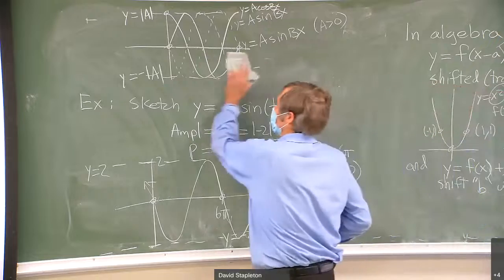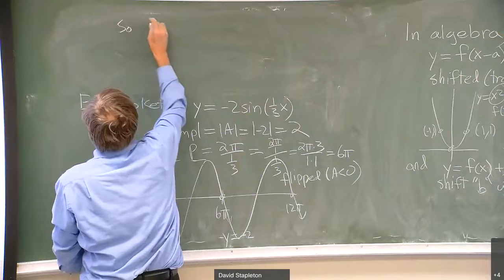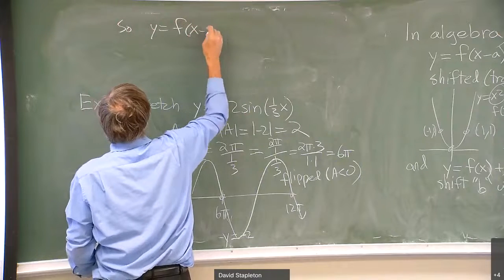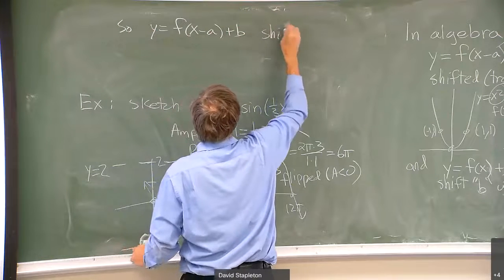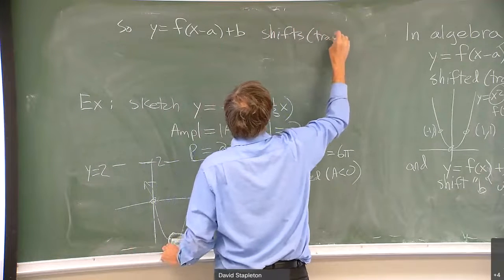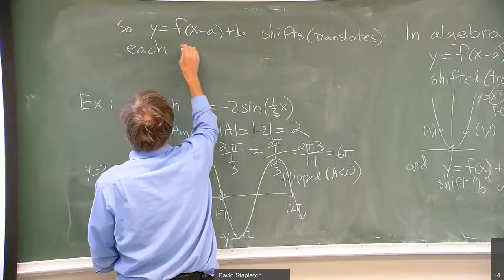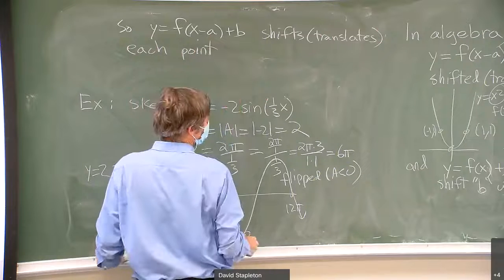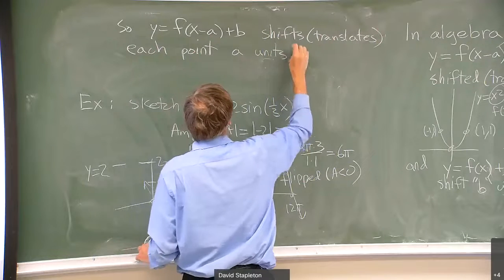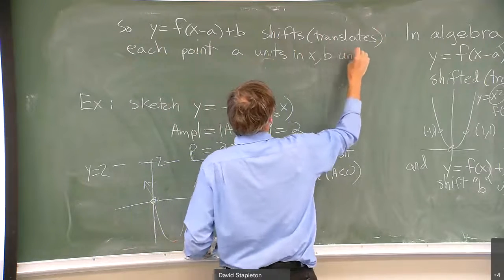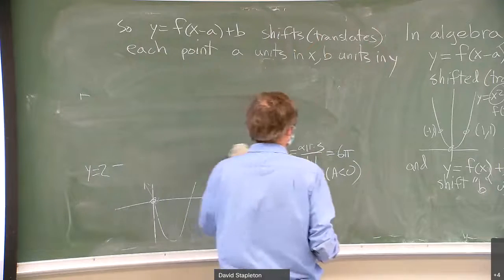Now what you can do is put the two of those together and shift anywhere you want in the plane, right? So y equals f of x minus a plus b shifts or translates each point on the graph. Well, it keeps the same shape function, just like the parabola there. a units in x horizontally, b units in y vertically. Right? We can do that with our trig functions now.